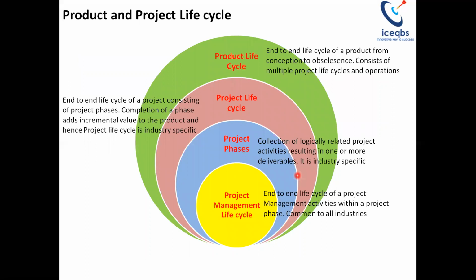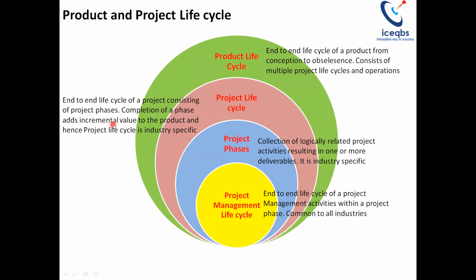To explain the interrelationship between these four terminologies, I have given you the details here. It starts with the highest in the hierarchical structure, that is the product life cycle. This is the end-to-end life cycle of a product from conception to obsolescence, and it consists of multiple project life cycles and operations. Within the product life cycle, we have the project life cycle, which defines the end-to-end life cycle of a project consisting of the project phases.